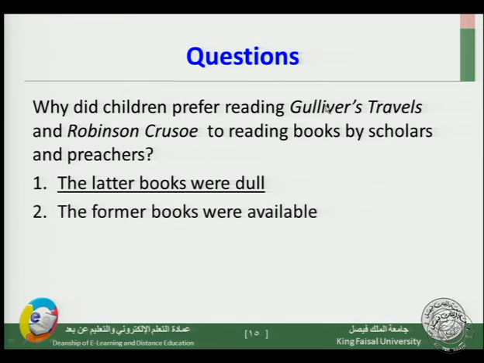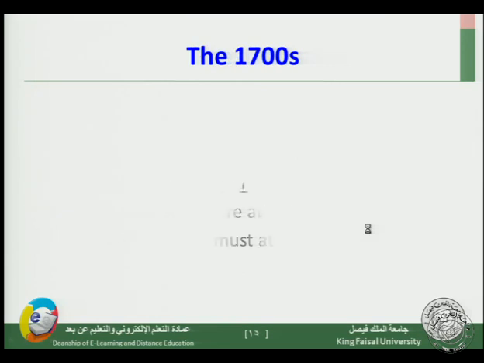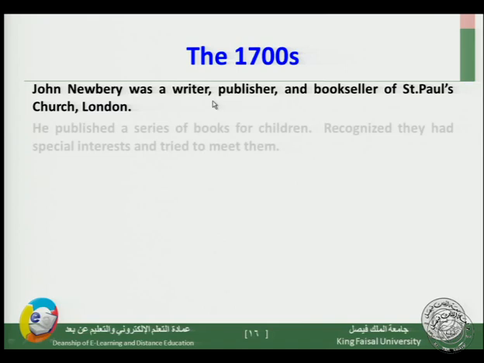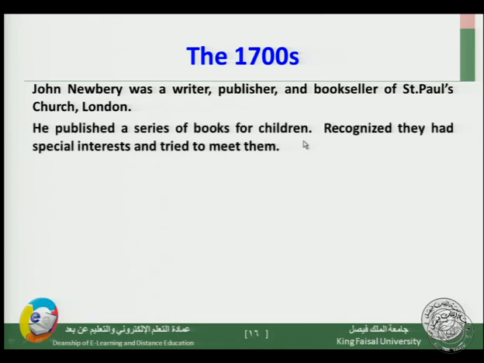The former, Gulliver's Travels and Robinson Crusoe, were available? No. Both novels were a must at schools? No. So the first answer is correct. There is someone called John Newbery, who was a writer, a publisher, and a bookseller in the church. He published a series of books for children, recognized they had special interest, and tried to meet them.